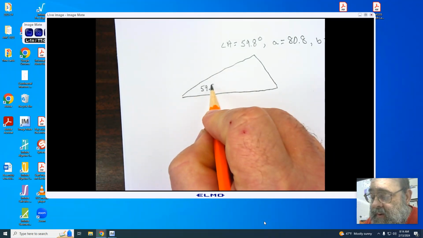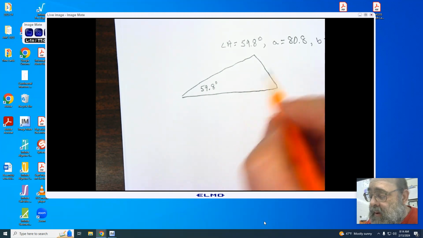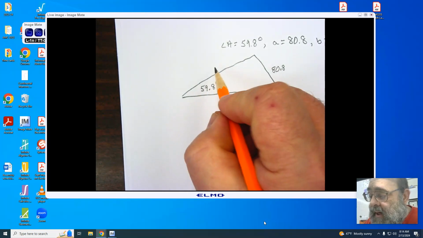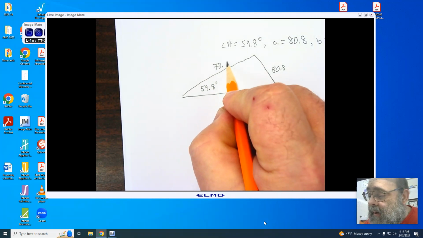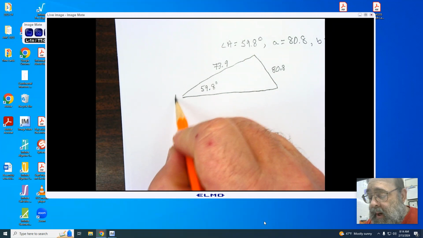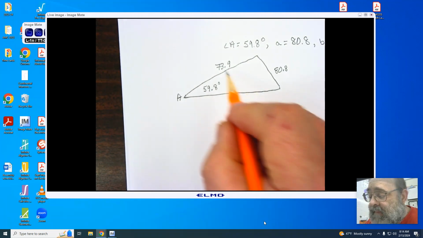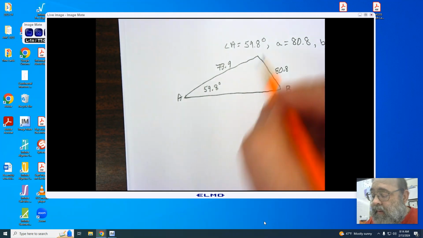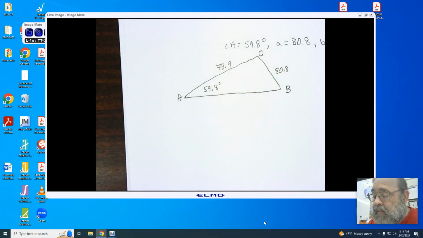When you do this, start by putting in the degrees and the two sides that you're given. Once you have the two sides, then put in the letters that go with them. Since we have angle A, we're going to put A here, and since we have side B, we're going to put angle B right down here. That forces angle C to be here and side C there.